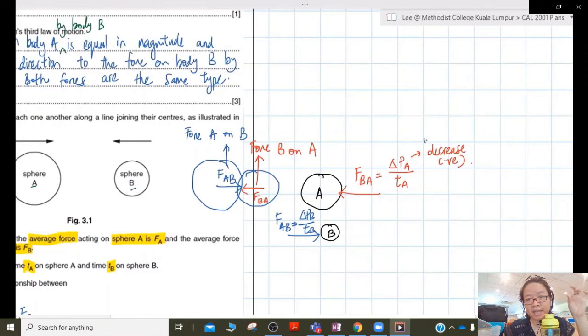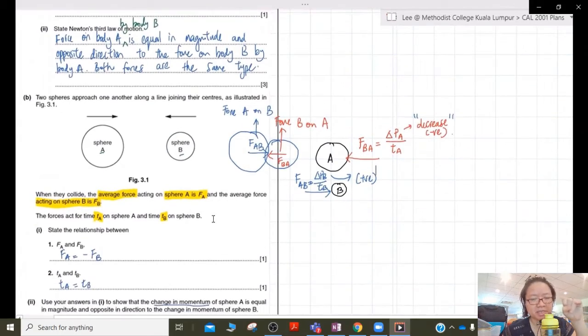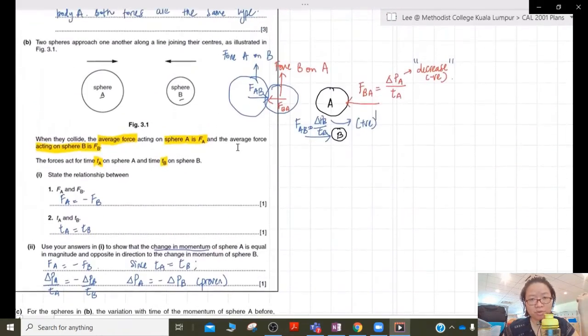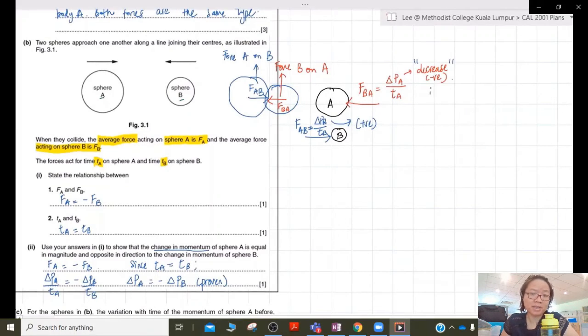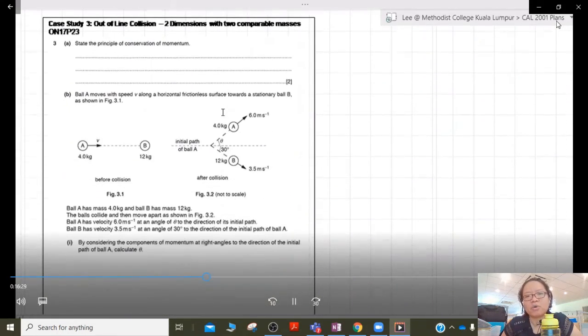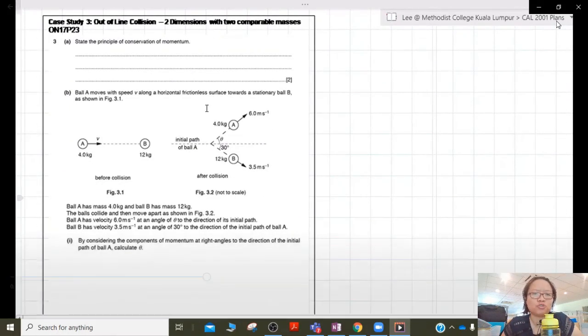You can notice that delta PA is negative. It shows a decrease, but actually it means that A will eventually change direction. A will rebound to the opposite direction because the momentum is negative. So the positive and negative is more directional. As we move along, you should get a better idea.